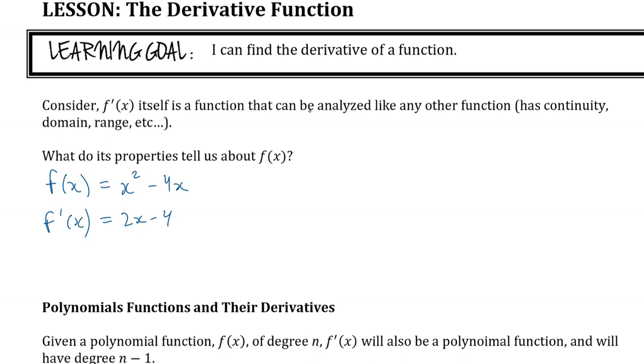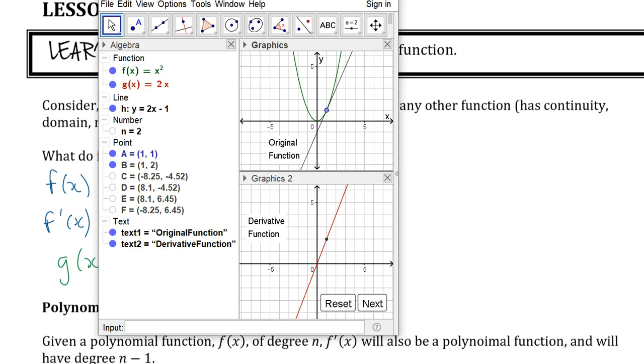So I could just think of this function, I might even rename it, I could call it g of x. It's just some other function on its own. The original function was quadratic. The derivative function is linear. And that's just a line that you probably saw studied at some point in grade 9. Does that make sense? We get that?